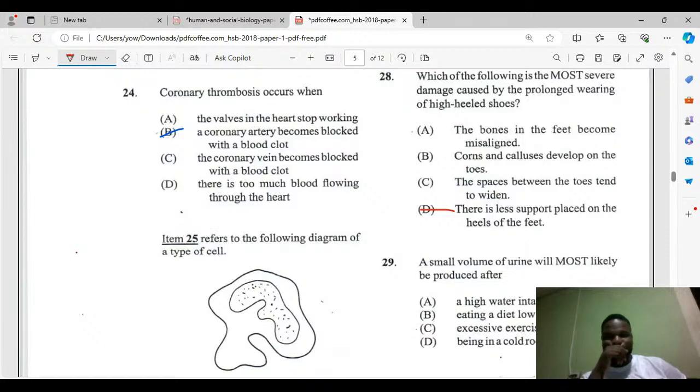Your bones don't become misaligned. So there's less support placed on the heels, because remember that all the support will be down to your toes actually, because your feet will be slanted like this. Remember that you're meant to be flat footed. So if your foot is up, then all the pressure goes on this side, and you have less support on your heels.